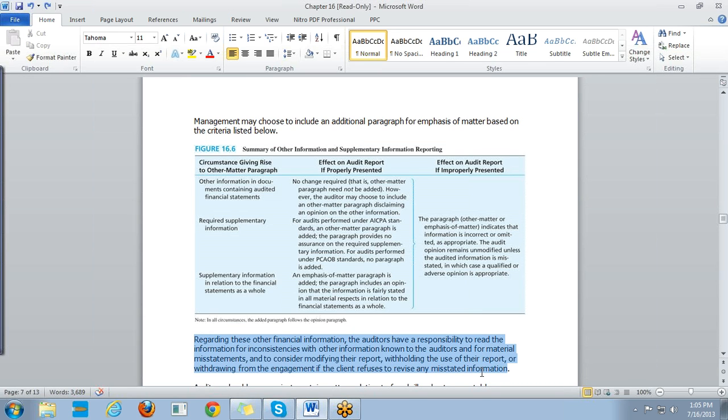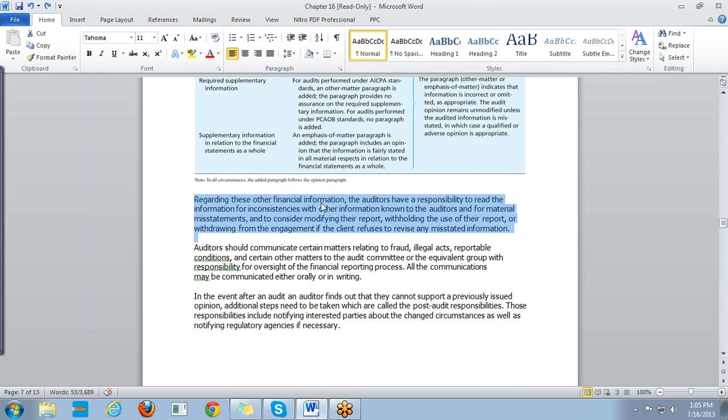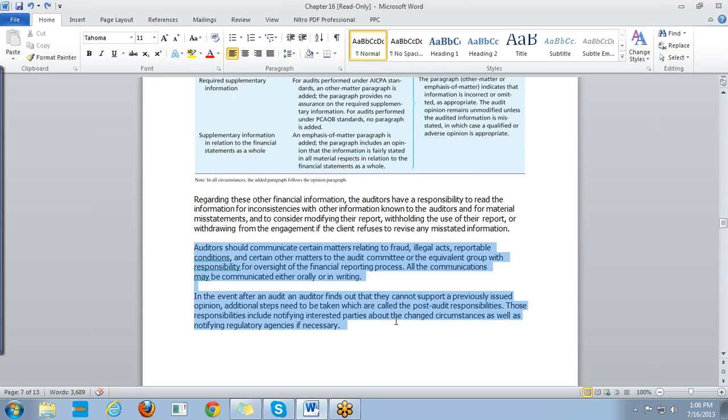Regarding this other financial information, you, the auditor, will have a responsibility to read this for inconsistencies and material misstatements, and you may need to modify the report based on your judgment. Okay? These are certain rules that you need to keep in mind.